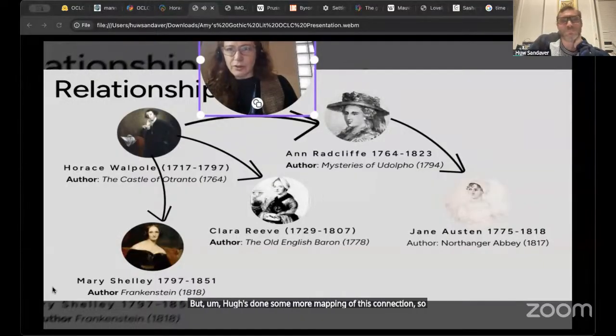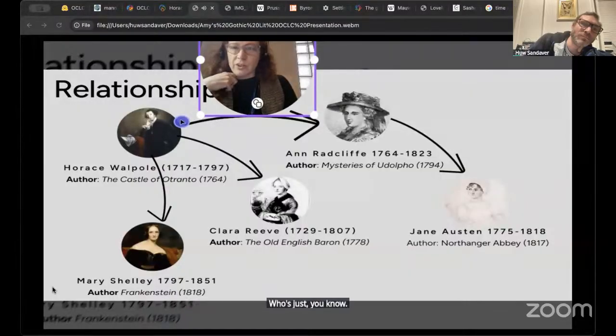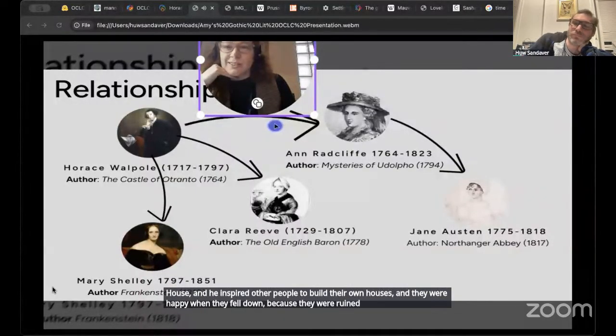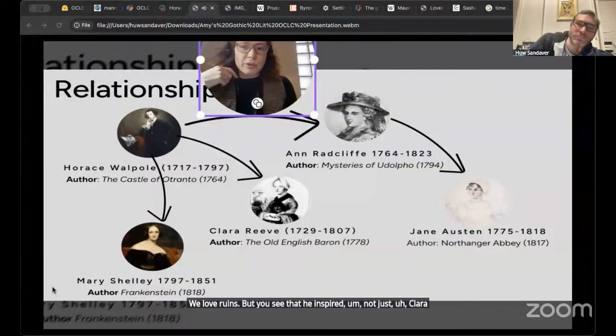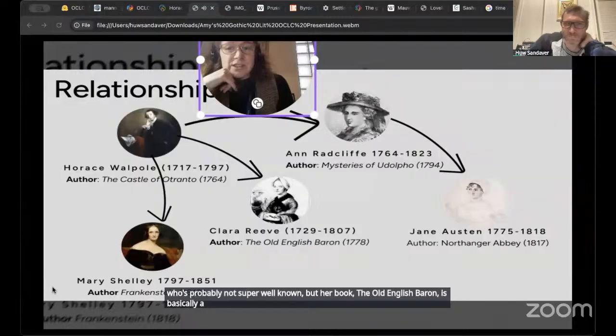So if you look at a person like Horace Walpole, who's just the Gothic nerd of his time, and he built his own house, and he inspired other people to build their own houses, and they were happy when they fell down because they were ruined. Yay, we love ruins. But you see that he inspired not just Clara Reeve, who's probably not super well known, but her book, The Old English Baron, is basically a retelling of Castle of Otranto.